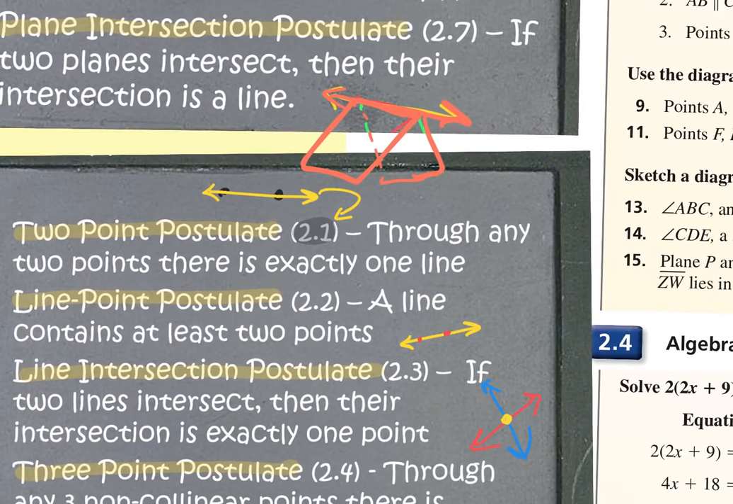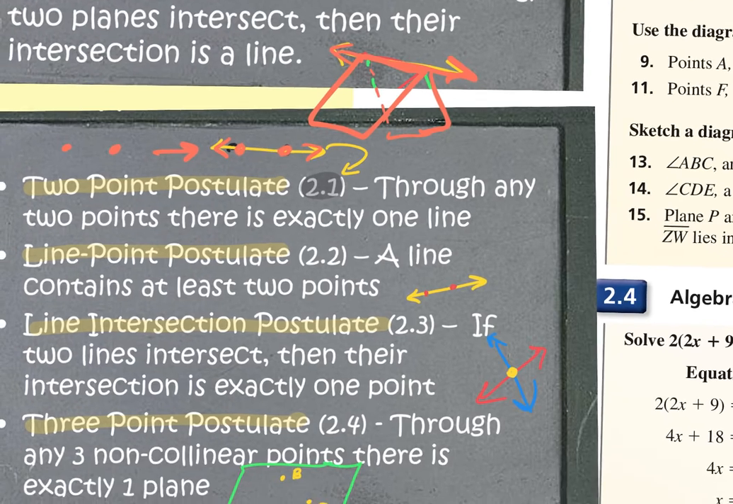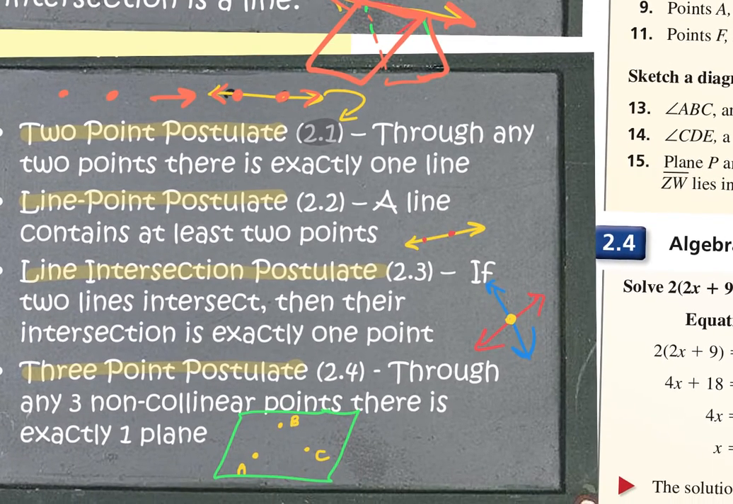The 2-point postulate said through any 2 points, there's exactly 1 line. So we started with just 2 points and we went to a line that has those 2 points. The line point postulate says a line contains at least 2 points. So we started with a line and then we went to a line that has 2 points.